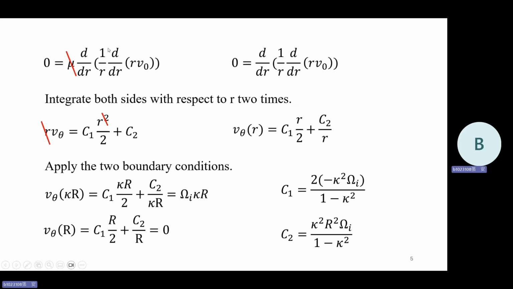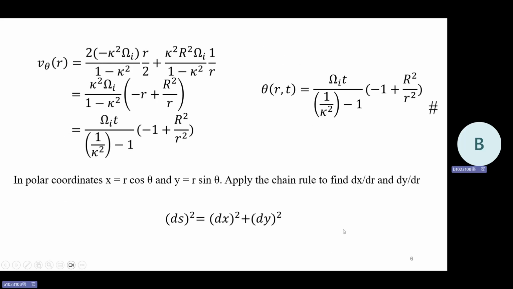Dividing both sides by mu, we get this equation. Integrating both sides with respect to r two times, we get the equation. Dividing both sides by r, we get this. Applying boundary condition 1 and boundary condition 2, we get C1 and C2. C1 is here and C2 is here. So we arrange the v theta of r equation, we get this. And theta as a function of r and t, we get the final answer.